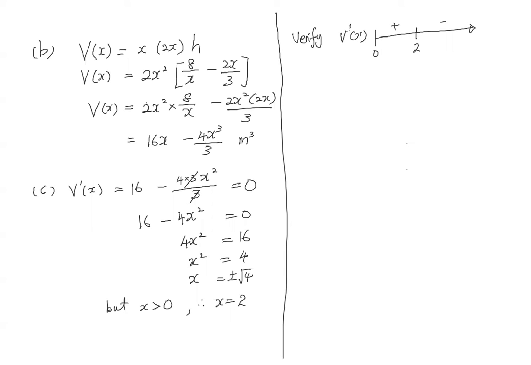So I verify it. So after I verify, therefore, maximum volume is V2, correct? So I sub in to here, 16 times 2, take away 4 times 2 cubed, divided by 3. This one, you don't have to use your graphic calculator at all. So you just calculate and you get the answer. In between working is up to you, I don't care. So as long as at the end, you put 21 and 1/3 meter cube. Done.